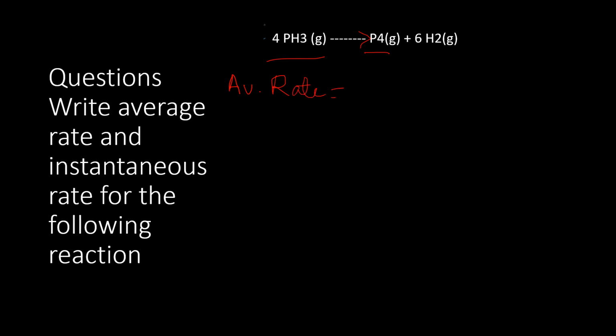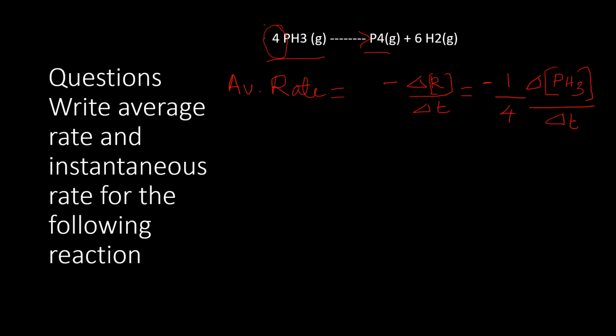Average reaction rate is equal to change in concentration of reactant by change in time. Here we have phosphine as a reactant. Then one more thing we have to take care of is the stoichiometric coefficient. We have to write always the variation in one mole. So if there is a number, you need to divide with that number. So we write minus because it's a reactant and there is a stoichiometric coefficient 4, so we divide with that. We'll get 1 by 4 into change in concentration of PH3, phosphine, divided by delta T.